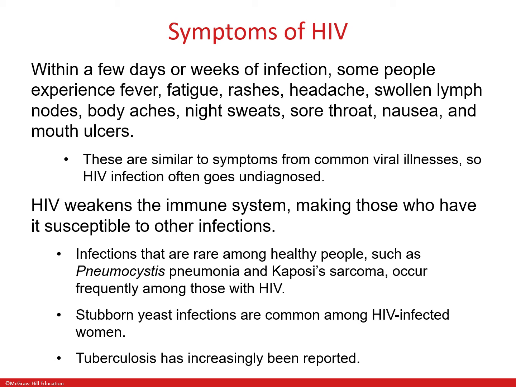As I said earlier, HIV weakens the immune system, so they're highly susceptible to other infections. So infections that are rare among healthy people, such as pneumocystis pneumonia or Kaposi sarcoma occur frequently among those with HIV. Stubborn yeast infections are also common in HIV-infected women, and tuberculosis has increasingly been reported.